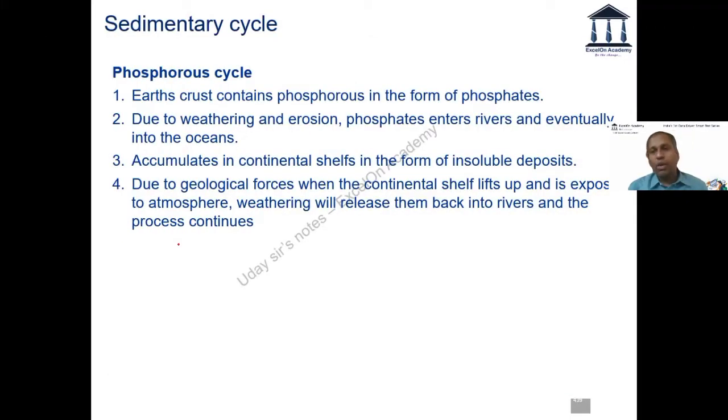Earth's crust can also be a reservoir. That is why, you remember, we talked of two types of cycles, gaseous cycle and sedimentary cycle. So now we talk about sedimentary cycle. There are only two major sedimentary cycles, phosphorus cycle and sulfur cycle. In the phosphorus cycle, the Earth's crust contains phosphorus in the form of phosphates.